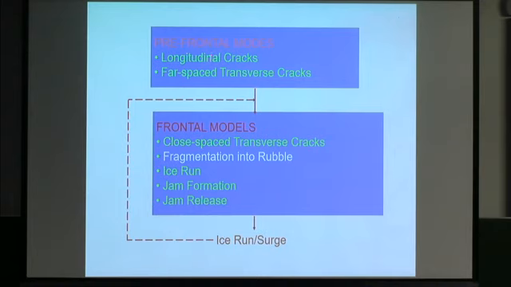in the prefrontal mode, in the early stage, we have longitudinal cracks along the channel, and then we have far-spaced transverse cracks, mainly considering the bend effect. Then this is more close to the real breakup and the ice run. So we are looking for close-spaced transverse cracks. Fragment into rubble, I don't think we know anything about that. Once you have that, then you have ice run, then you have jam formation and release.